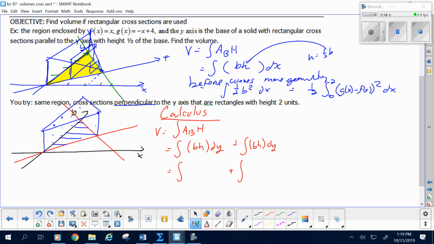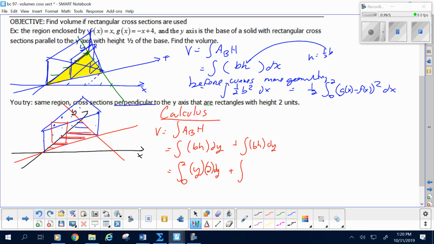So this first region, what's the base of every one? The base seems like it's constantly changing, but it's just right minus left, the distance to the y equals x line. Yes, but in y terms, so just y minus 0, or y. What's the height of each? 2. It's always 2? Yeah, it's always 2. y from where to where? 0 to 2.